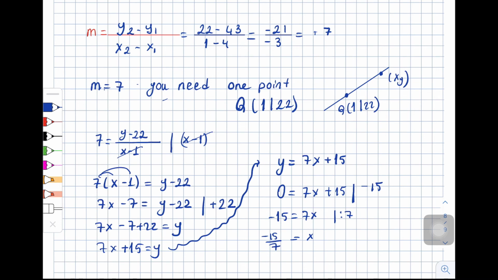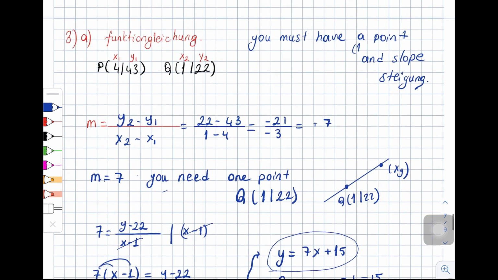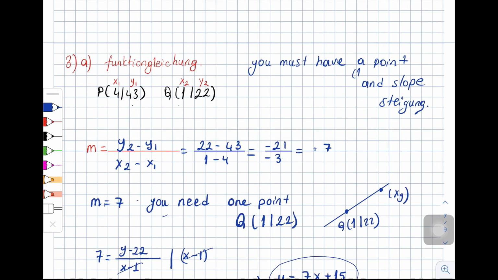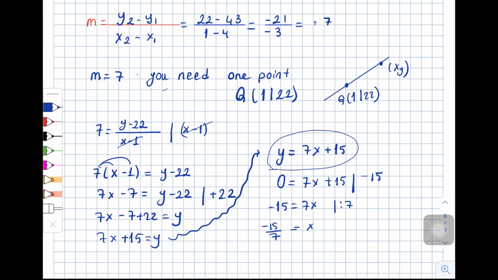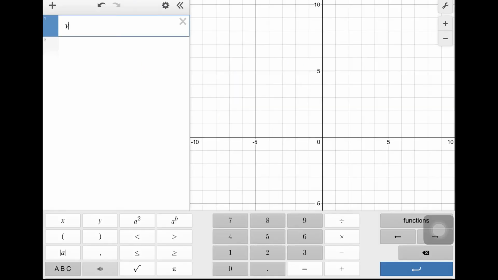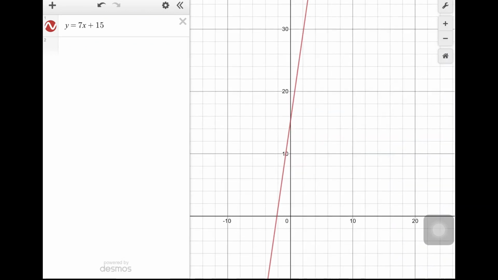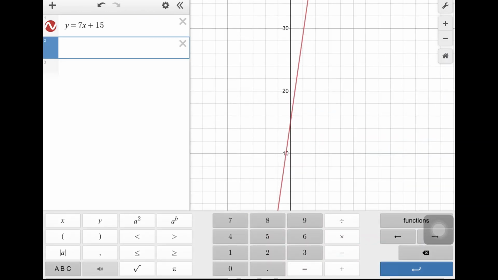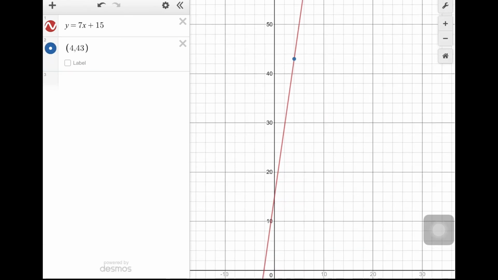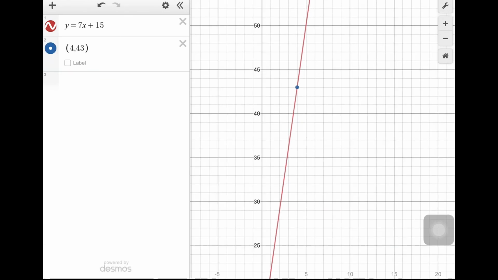You know what I recommend? Let's go to Desmos and write this one down and check my points. This 4, 43 and 1, 22. Are they going to be on this line? Let's see. y is equal to 7x plus 15. Am I right? Yes. Let's make it small. What is the first point? We said 4, 43. You see? It is on my line, which is correct.